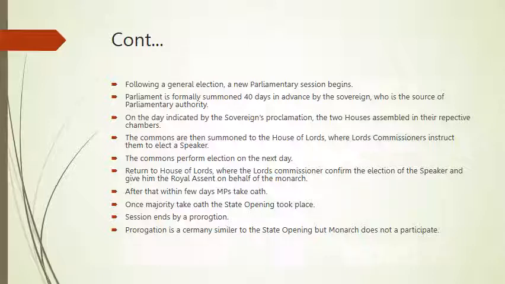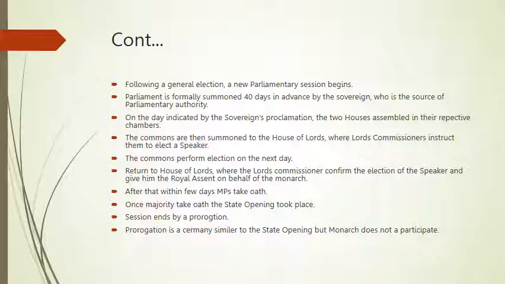Following a general election, a new parliamentary session begins. Parliament is formally summoned 40 days in advance by the sovereign, who is the source of parliamentary authority. On the day indicated by the sovereign's proclamation, the two houses assemble in their respective chambers. The Commons are then summoned to the House of Lords, where Lords Commissioners instruct them to elect a Speaker. The Commons perform the election on the next day and then return to the House of Lords, where the Lords Commissioners confirm the election of the Speaker and give him the royal assent on behalf of the monarch.